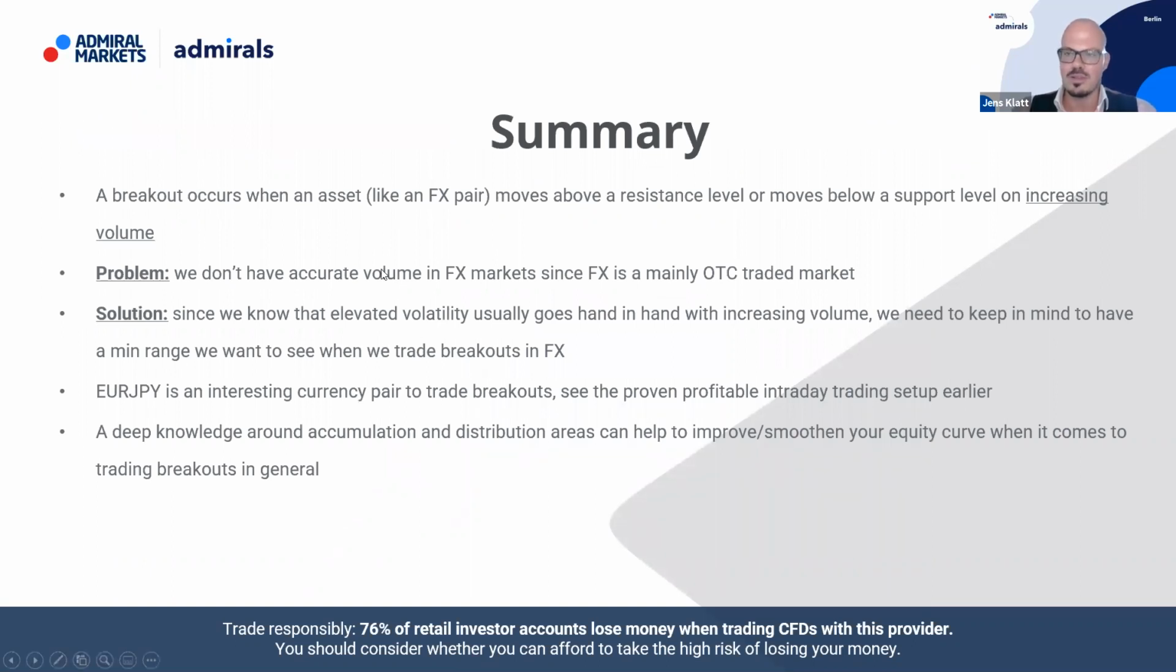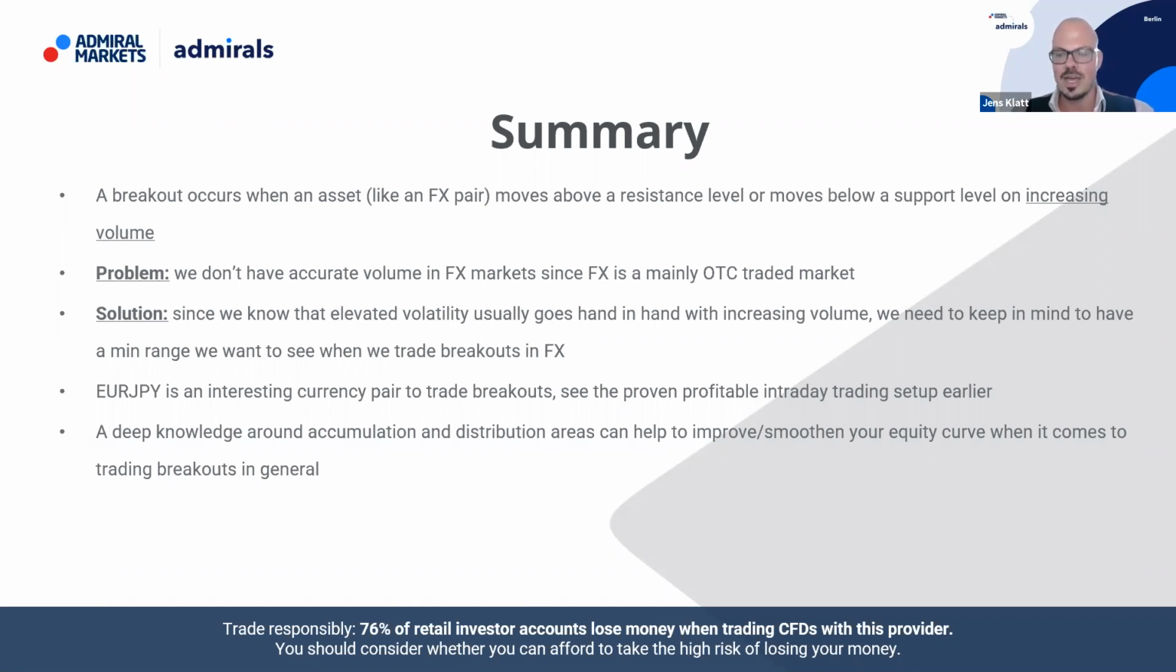First of all, let's come back to breakouts in general and how to identify them. A breakout occurs when an asset like an FX pair moves above a resistance level or below a support level on increasing volume. The problem is, as we pointed out, we don't have accurate volume in FX markets, since FX is mainly an OTC traded market. The solution is, we know that elevated volatility usually goes hand in hand with increasing volume, which brings us to the first optimization part.